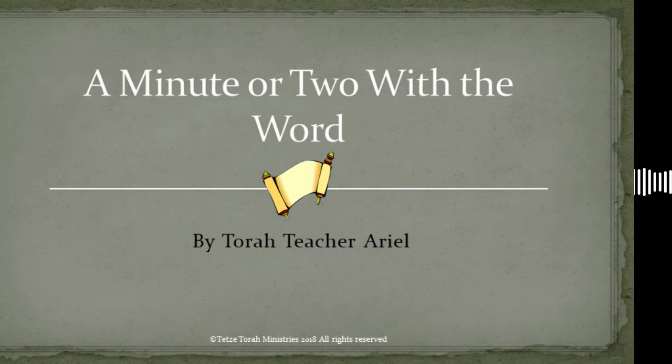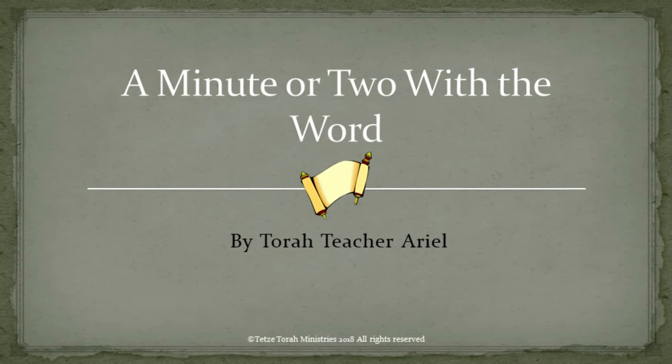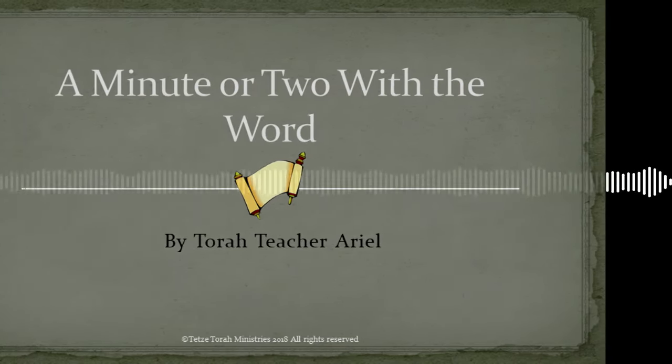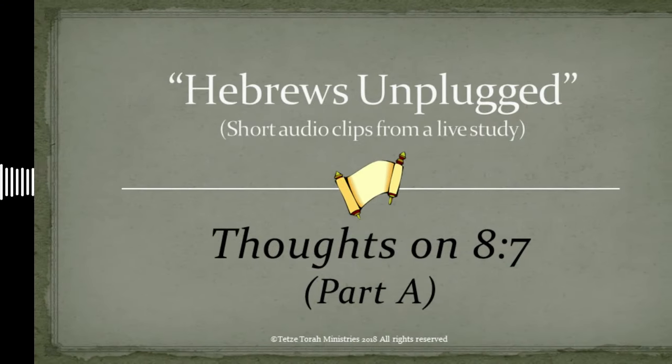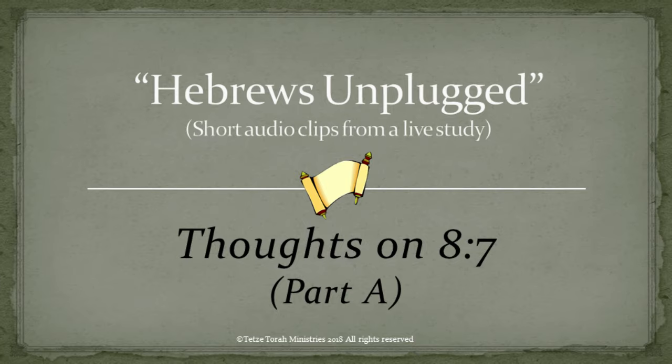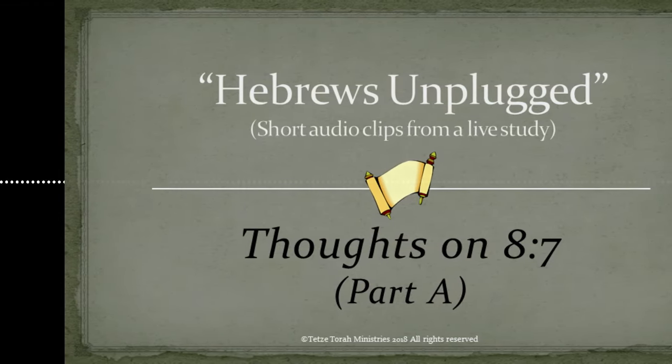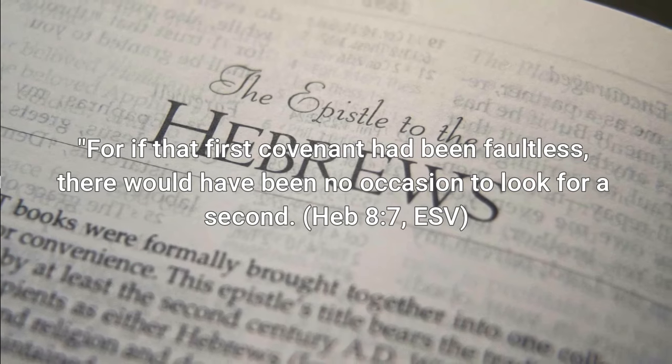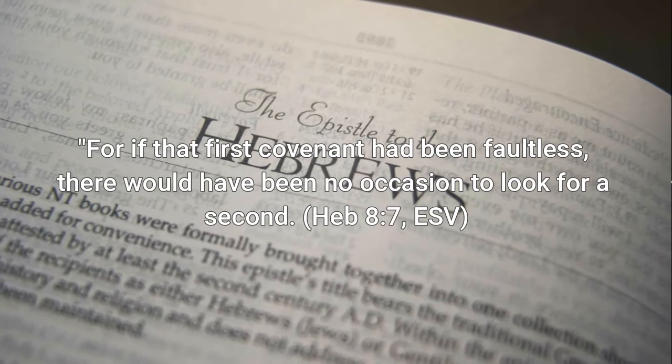Verse 7 of Hebrews chapter 8. For if that first covenant, now, we know from reading the Greek, I don't have to explain this to most of you, but in verse 7, the Greek does not have the word covenant there. It simply says, for if that first, that prote. If that first had been faultless, there would have been no occasion to look for a second.